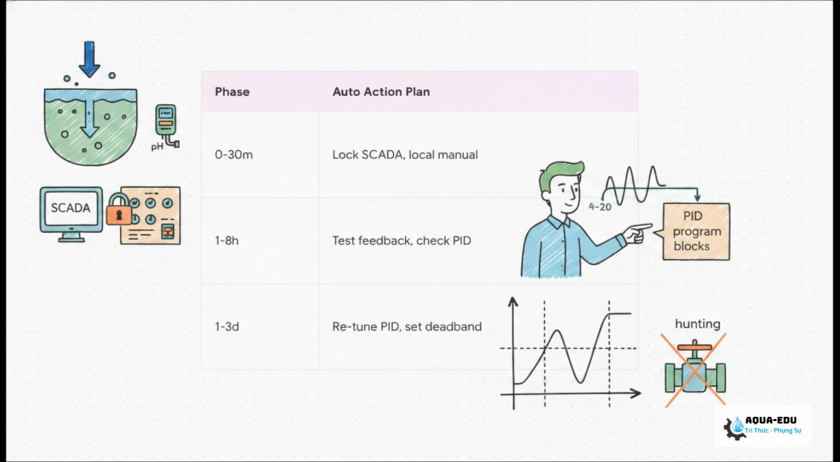Over the next few hours, have the automation team test the 4 to 20 milliamp feedback and inspect the PID program blocks. Long term, you're probably going to need to retune the PID using the Ziegler-Nichols method. And this is absolutely crucial. Set an appropriate deadband of plus or minus 0.1 to 0.2 pH units. That is what stops that continuous destructive valve hunting.